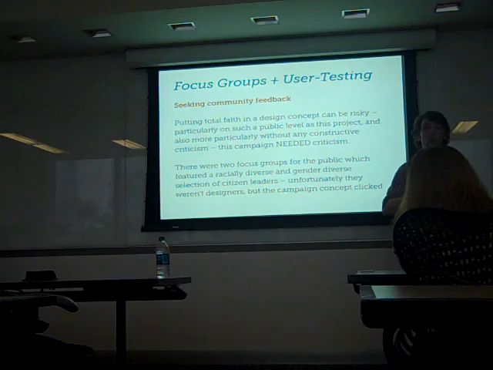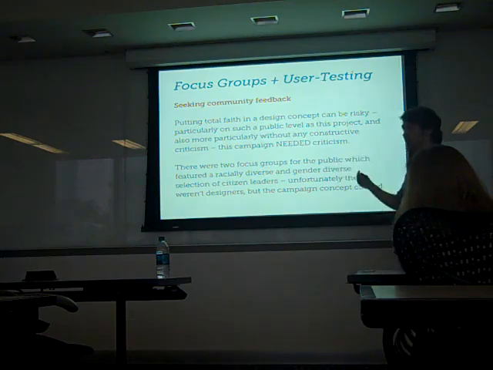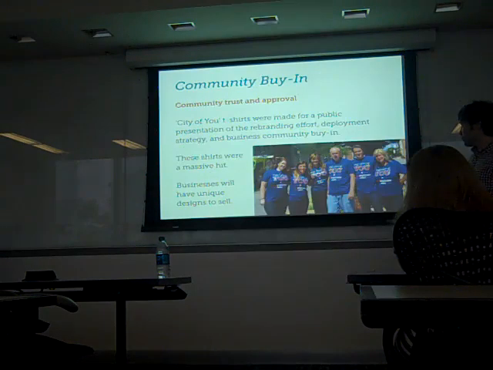Instead, they talked about, well, we want to see more diversity in race. We want to see more women, more African Americans. We want to see some of the really underrepresented folks in our community, particularly poor folks. And that was always a part of the goal, but it's good to get that reaffirming feedback. So, moving forward. All right, community trust and approval.